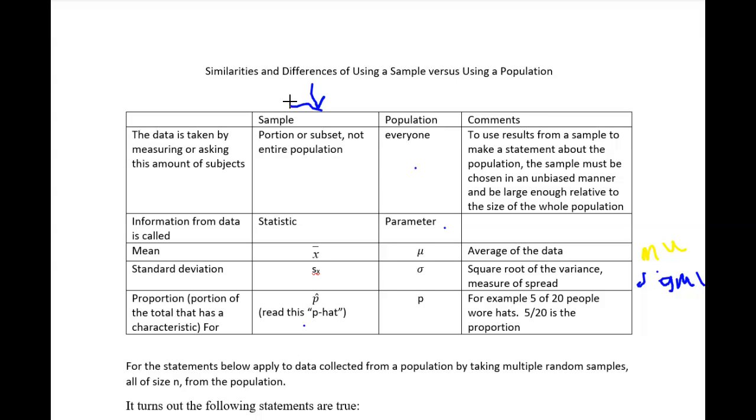Now, for the statements below, hopefully this will let me do this. Shut this off. For the statements below, it does not let me scroll.